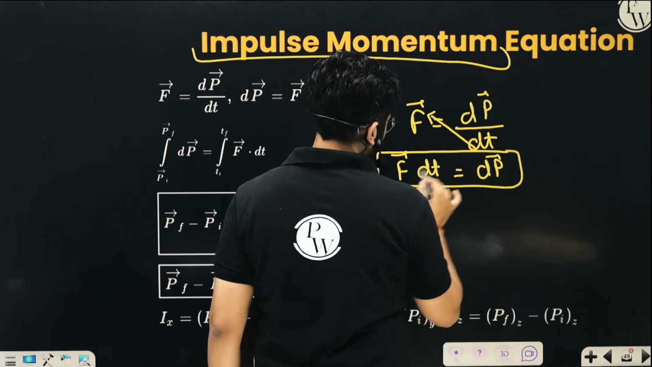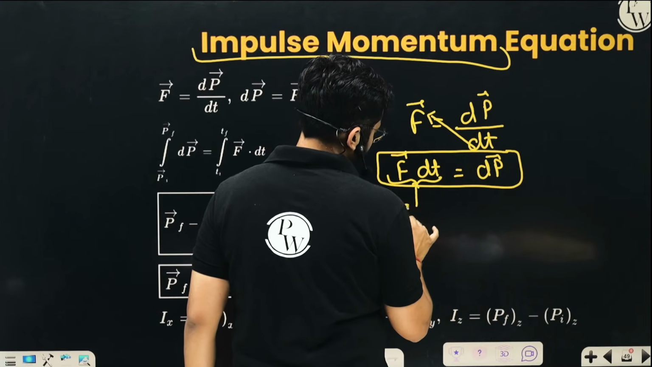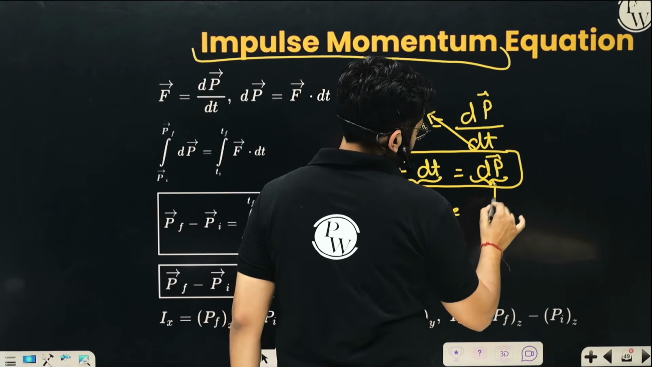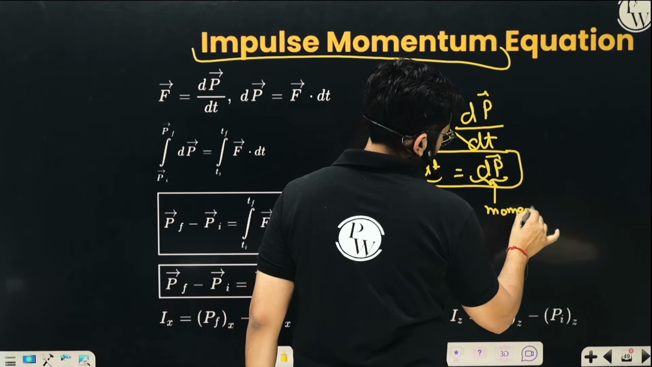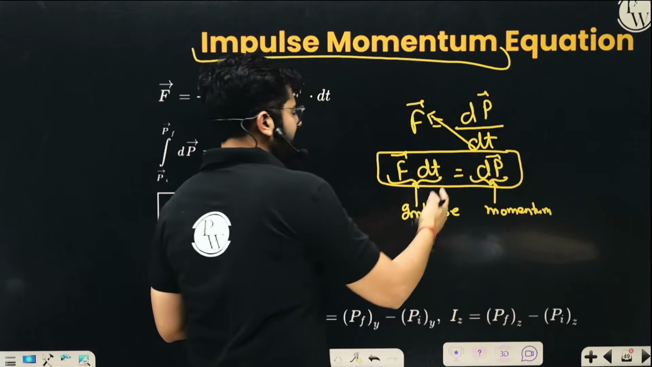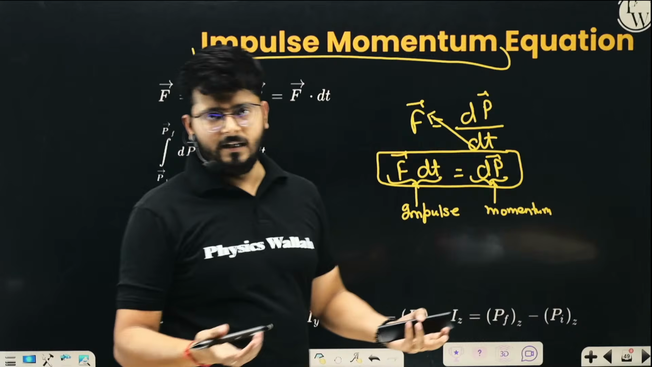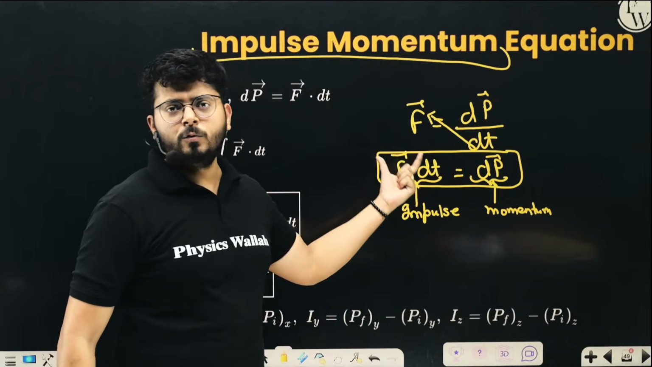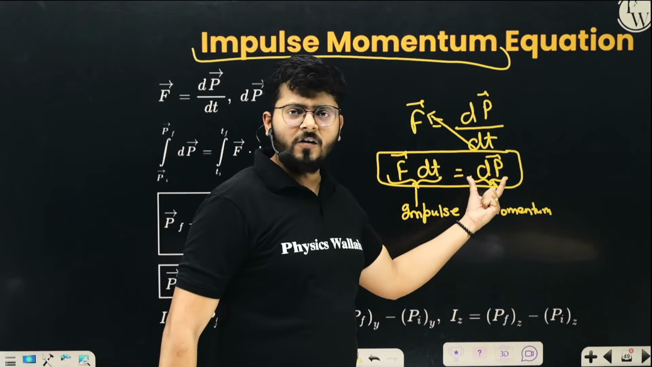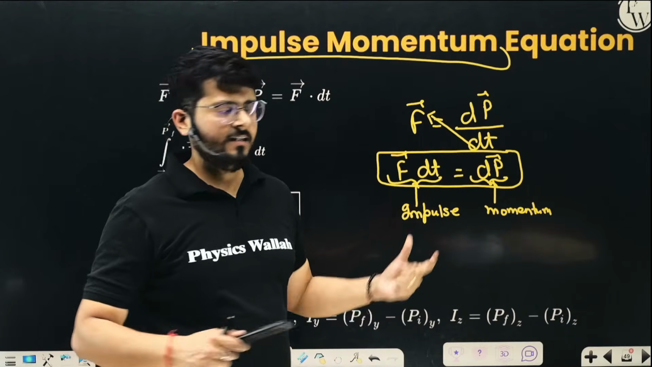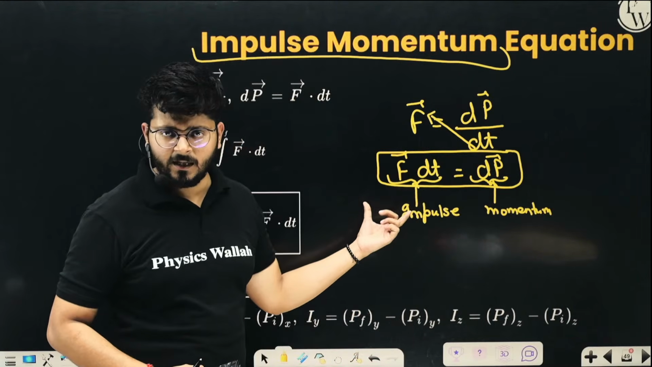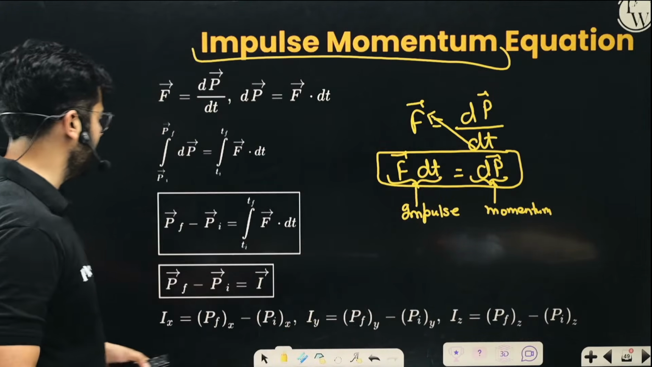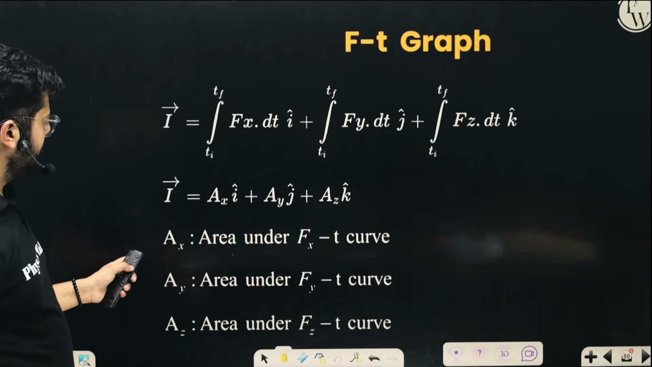So this whole thing, on the left side, we are talking about the impulse. On the right side, we are talking about the momentum. So this equation is relating the impulse with the momentum, so we are calling it the impulse momentum equation. So we can say that the impulse imparted to the body is equal to the change of momentum that is caused to the body. I hope that is very, very clear.